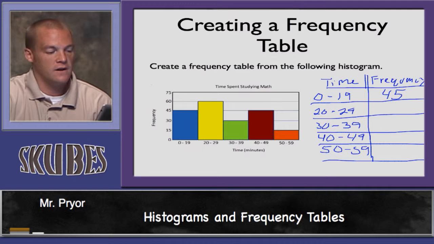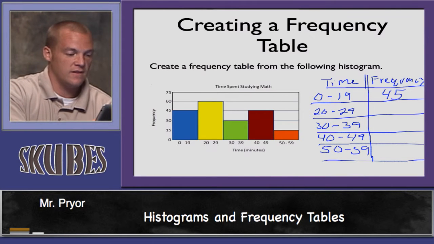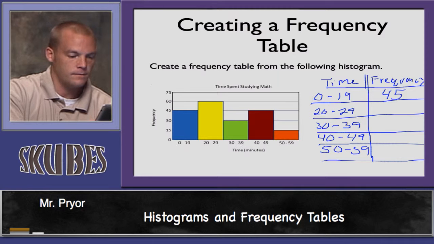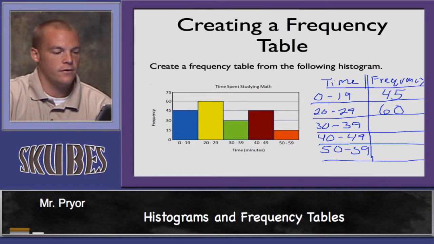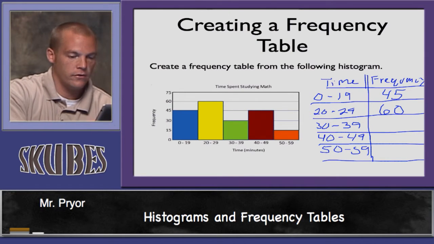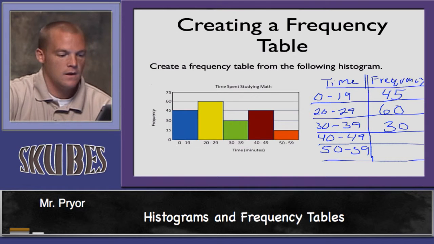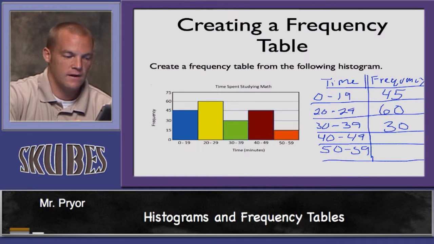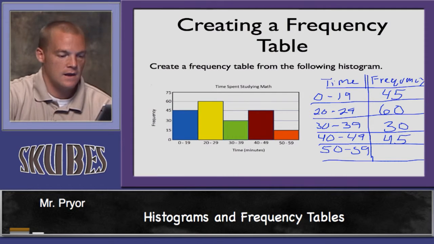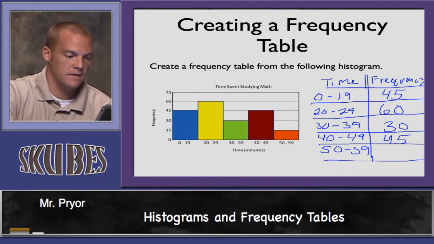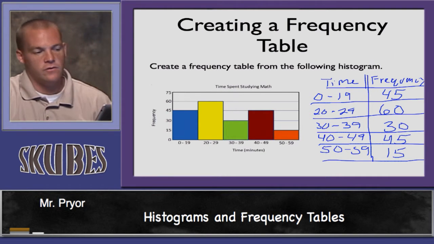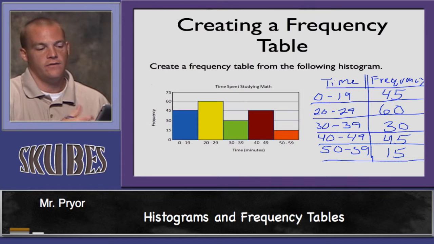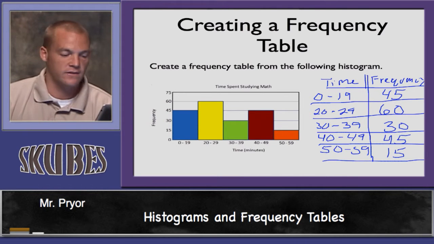The second values we're going to be looking at are the 20 to 29 range. You can see that on this table it goes all the way up to 60. Alright, so we're going to go and write 60 from 20 to 29. 30 to 39, you can see it goes to 30. 40 to 49 goes all the way up to 45 again. And then finally 50 to 59 is one of our lower ones here. It looks like it's right down there at 15. And that's how you take and transform a histogram into a frequency table using those time intervals or any intervals at the bottom of the table.